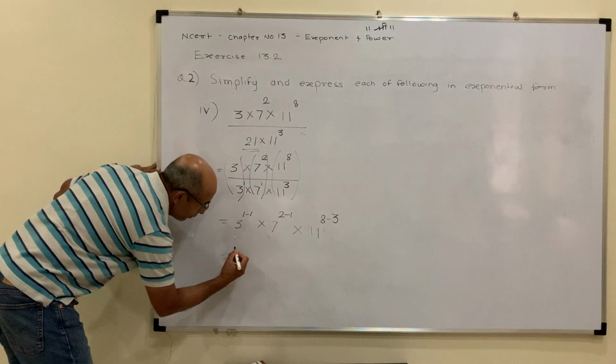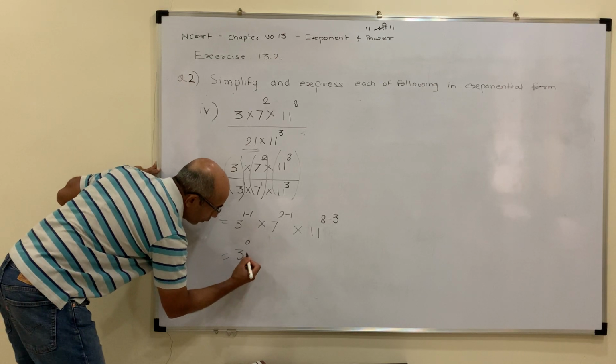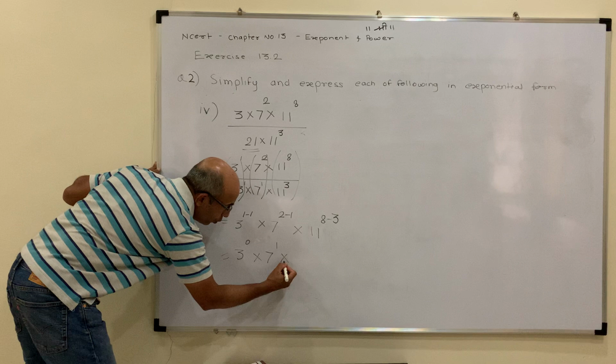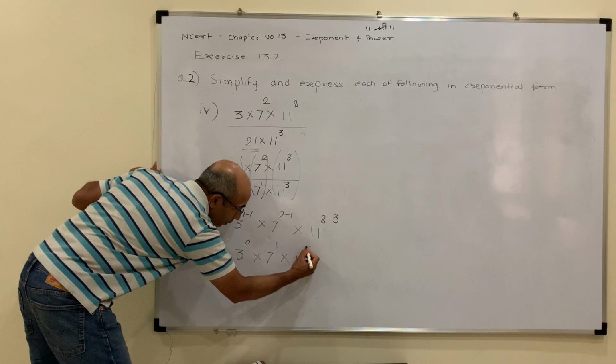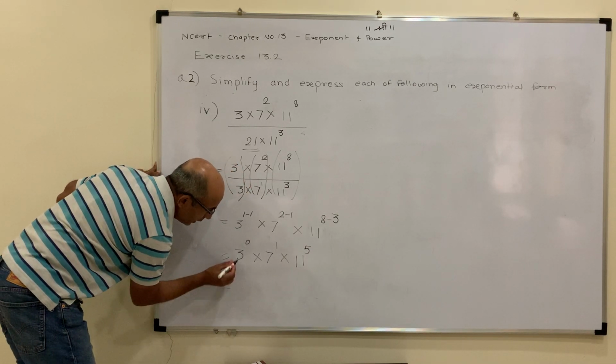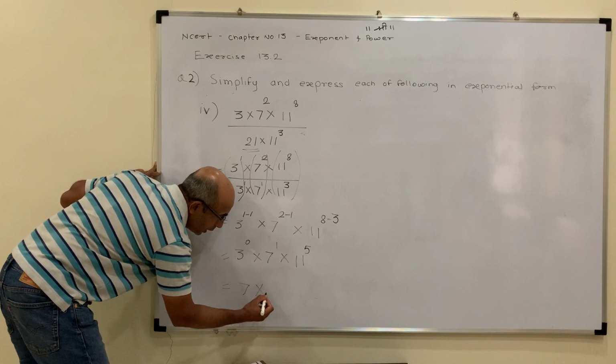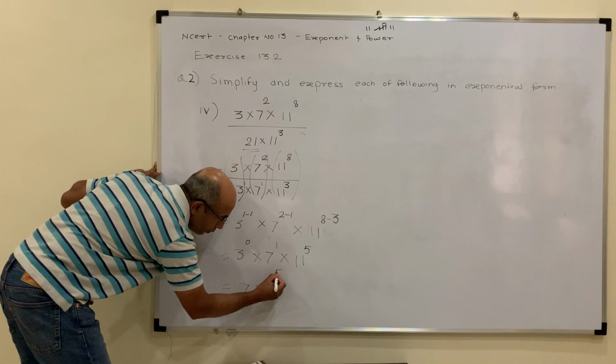So my answer will be 3 raised to 0 into 7 raised to 1 into 11 raised to 5. So anything raised to 0 is 1. So my ultimate answer is 7 into 11 raised to 5.